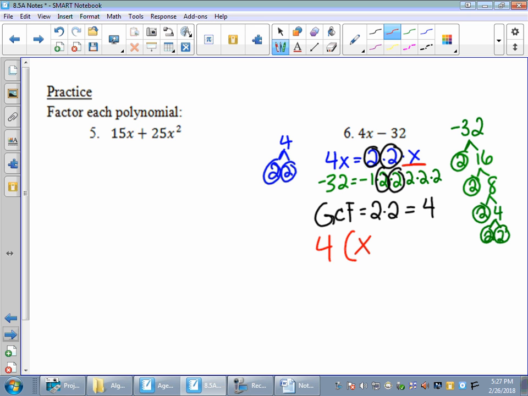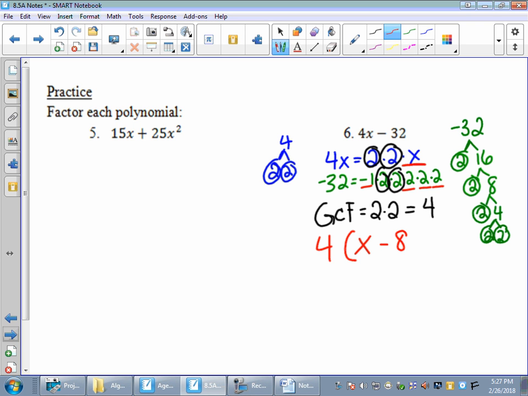As for 32, I could look at 4 and say, okay, 4 times what gives me negative 32? Well, that's a negative, what is it, a negative 8? Or I could look up here at my leftovers and say, okay, I have a negative 1 times a negative 2, that's negative 2, times a positive 2 gives me a negative 4, and of course a negative 4 times another 2 gives me a negative 8.